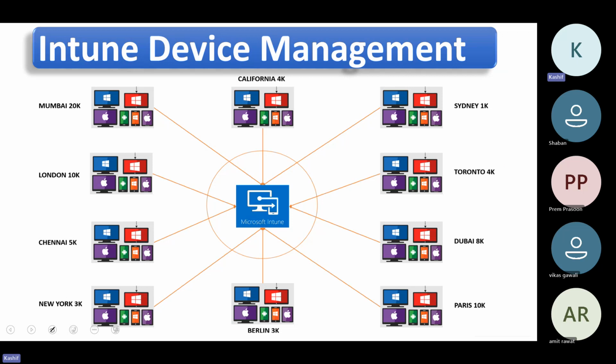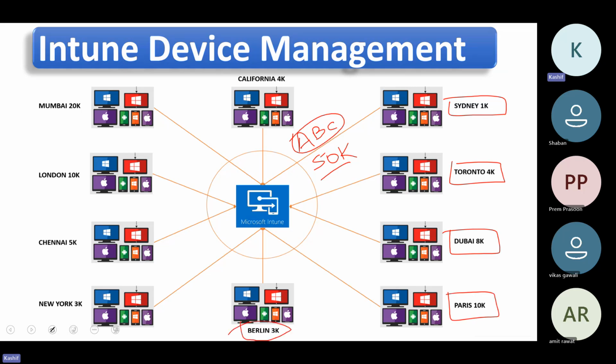Now, as Intune administrator, suppose you have a company called ABC Private Limited or HCL Private Limited, whatever the company. Now, in that company, you have like 50,000 devices all over the globe. Some devices are in Toronto, some devices are in Sydney, Dubai, Paris. Then some devices are in Berlin, California, Mumbai, London, Chennai, and New York. So as Intune administrator, you will have complete control on the devices all over the globe.